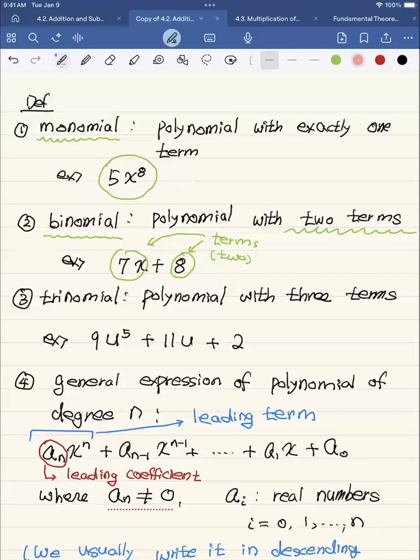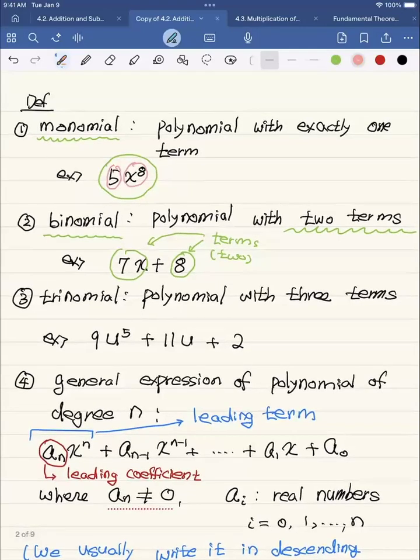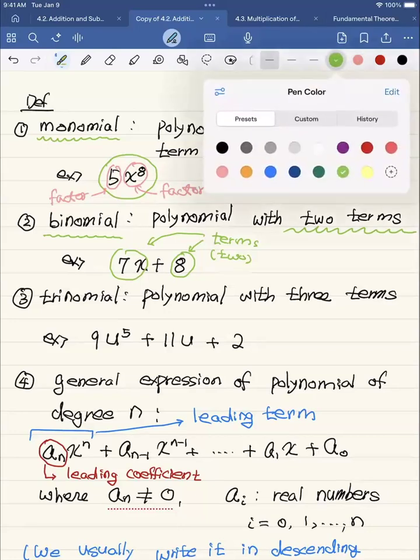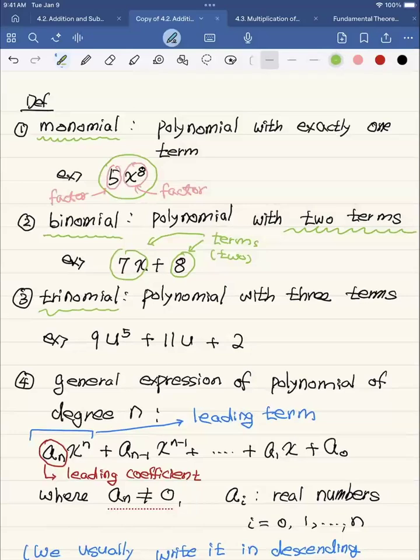For your reference, the terminology is, in this case, 2 numbers are multiplied. So we can say this one is 1 factor and this one is the other factor. Trinomial is a polynomial with 3 terms. In this case, we have 1, 2, 3 terms, so we have a trinomial.